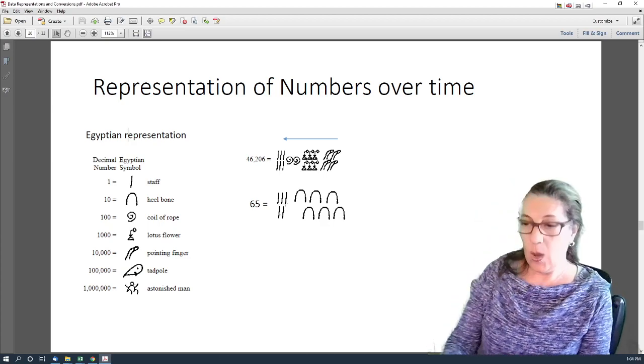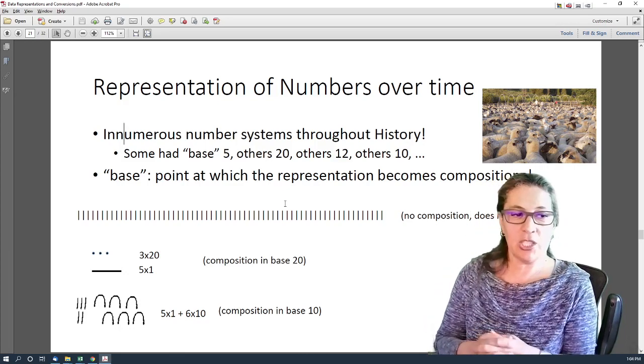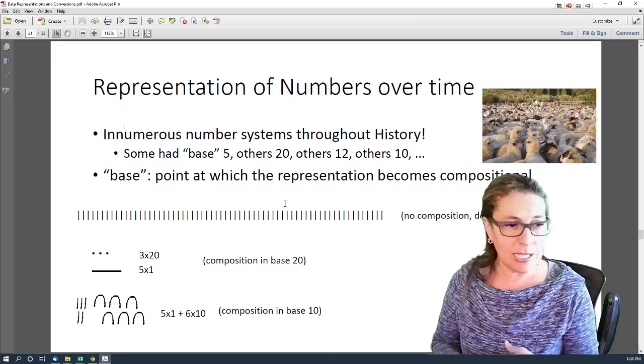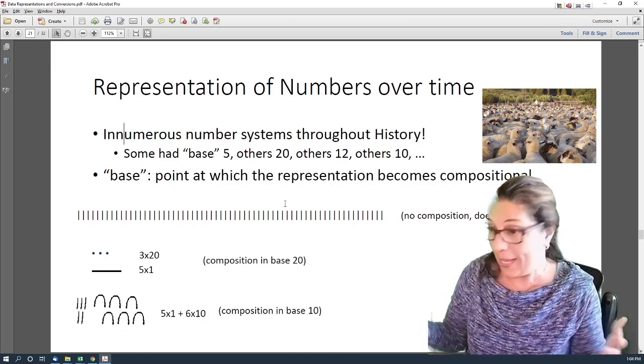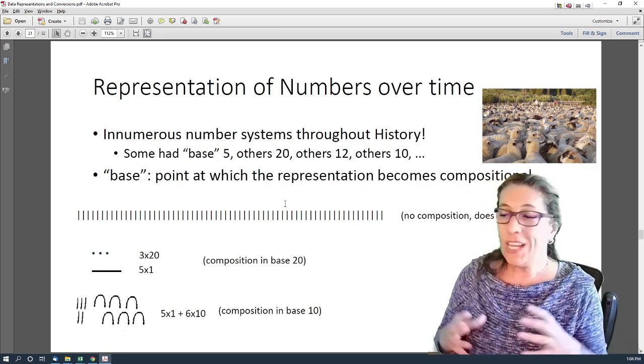So why am I saying this? Why I'm saying this is that the representation of numbers is something that evolved over time. It was different in many cultures. Some had base 5, others had base 20, and the number system that we have now is base 10. What is this thing called the base?